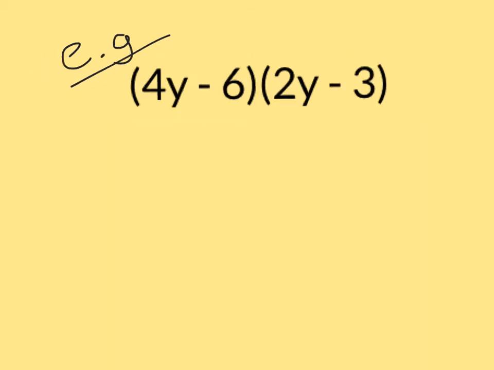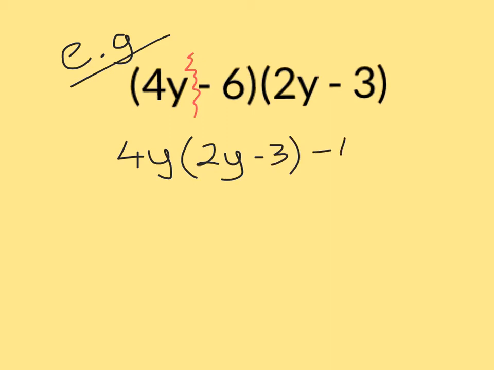Okay, let's take just one more example on these type of ones. So again, we have 4y minus 6, 2y minus 3. So we're going to split that first bracket. We're going to take 4y, multiply it by all of the second bracket, 2y minus 3, and then the minus 6, and multiply that by the second bracket, so 2y minus 3. Okay, then what we're going to do is we're going to do our loops.